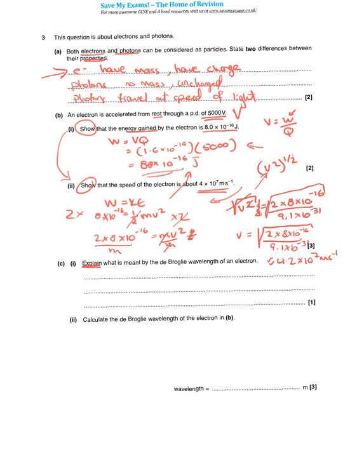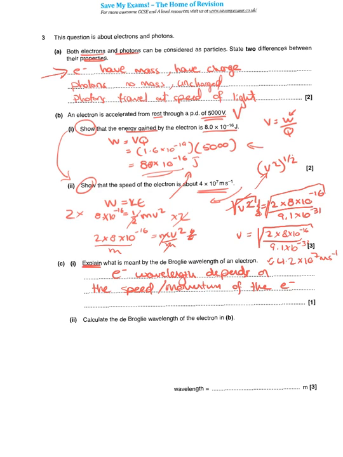So in this case, it means that the electron wavelength depends on the speed or momentum of the electron. That's the only relationship we know in terms of de Broglie and the features of an electron.